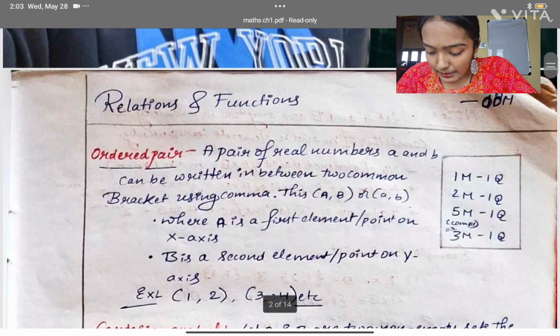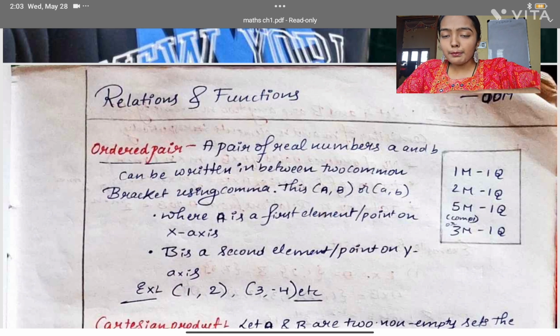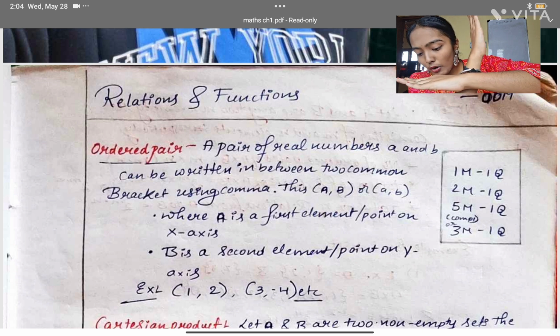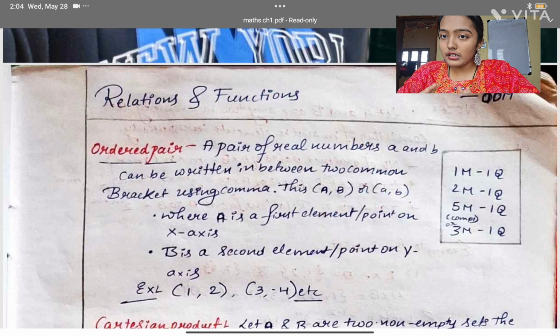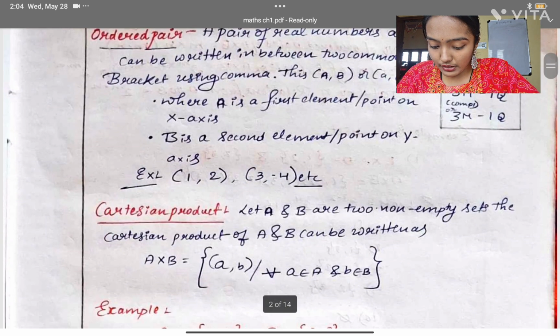So a is the first element, the point on the x-axis. B is the second element, so it is the point on the y-axis. Basically, when you put points on a graph, as you have seen in past years, the first element is meant for the x-axis, and the second element is meant for the y-axis. That's what we are talking about here.